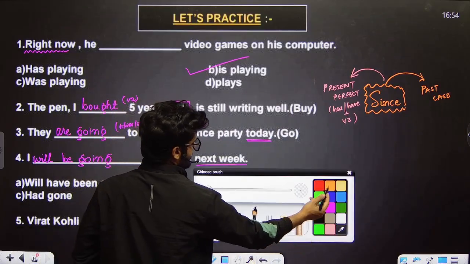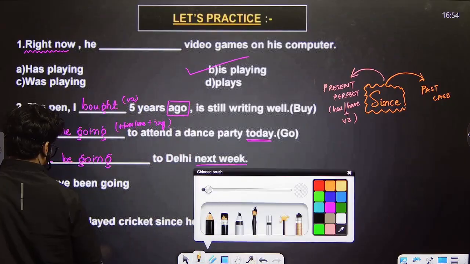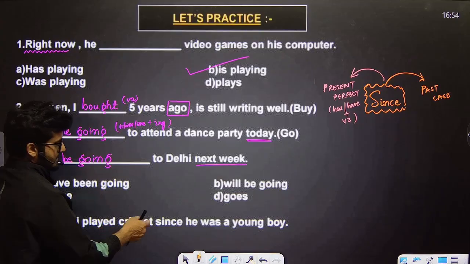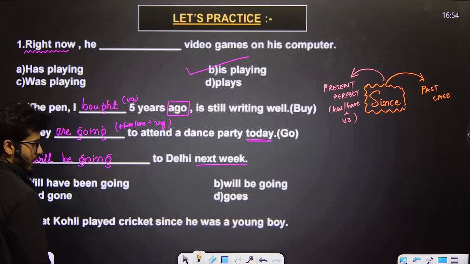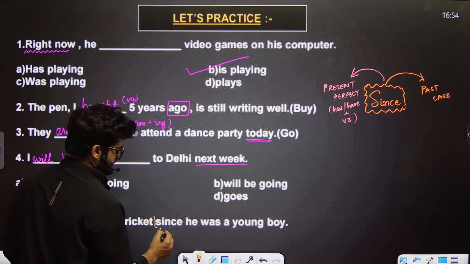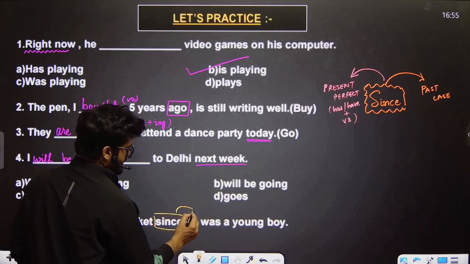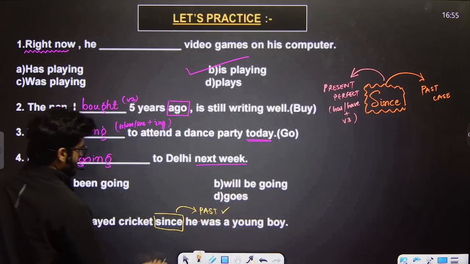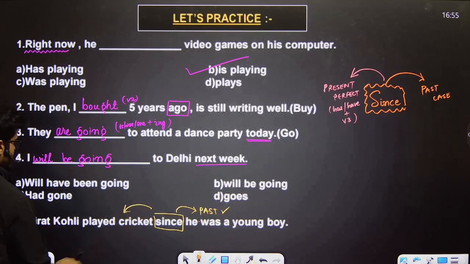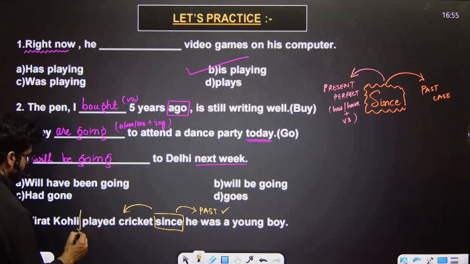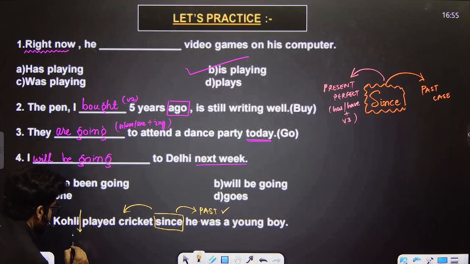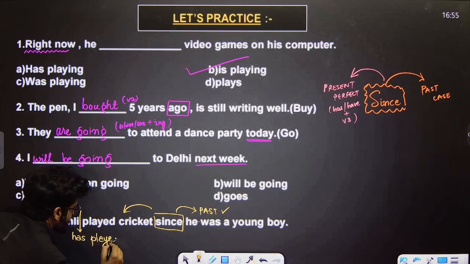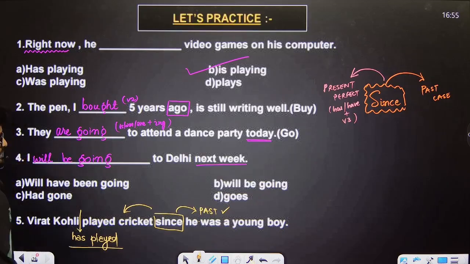Now you can easily tell me the answer. Virat Kohli played cricket since he was a young boy. After since you can see it is he was, that is the past case. That is correct. The previous one is Virat Kohli played. What is missing here? Virat Kohli has played. This will be the correct answer. Got it?